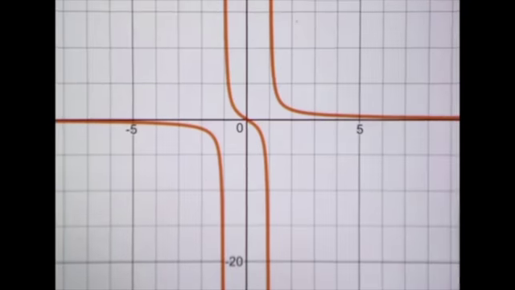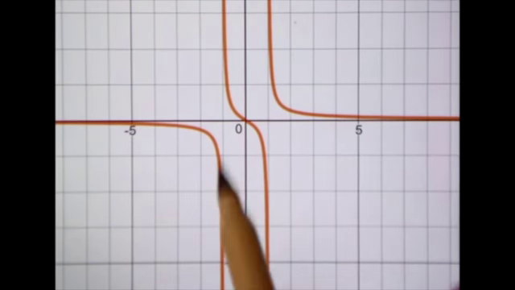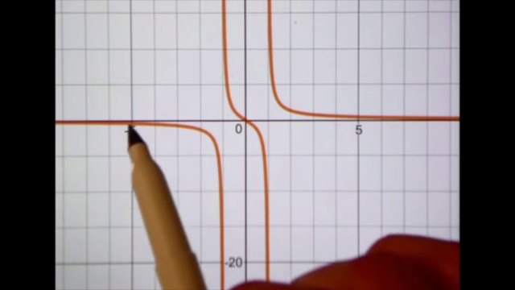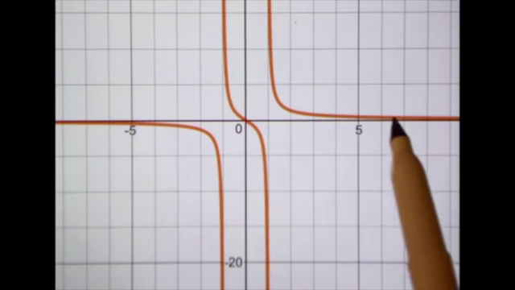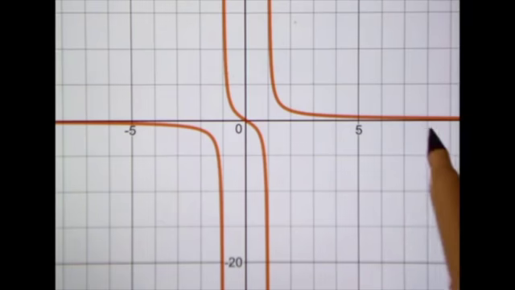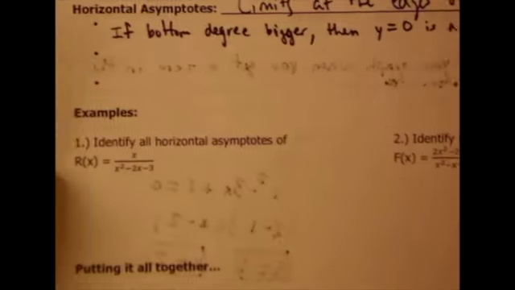So when we look at our graph, you see that the limit at the edge of the graph is a y equals 0 line. Now we don't care about the middle, we care about the edges. It doesn't cross 0, it doesn't cross the x-axis. And so that's the limit, and that's the horizontal asymptote.